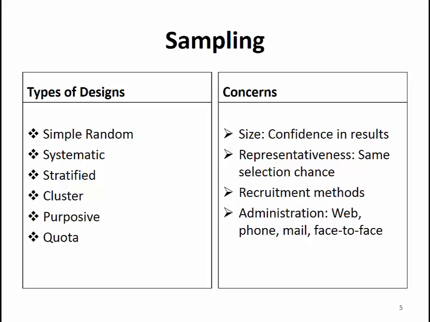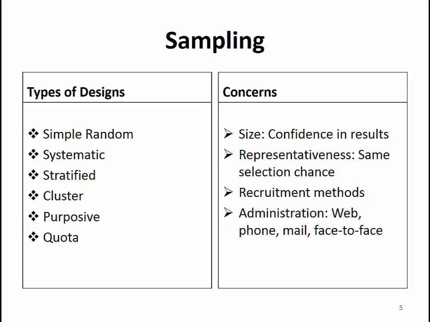Likewise, thought needs to go into the manner in which the survey should be administered. Here there are likely to be trade-offs between cost, time, and results. For example, web surveys are quick and easy, but also plentiful, so lower response rates may result. Phone surveys are time-consuming to administer, but may yield more informed results because they allow time to probe responses.